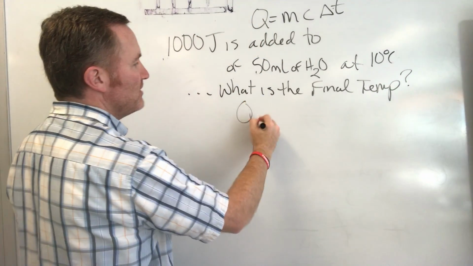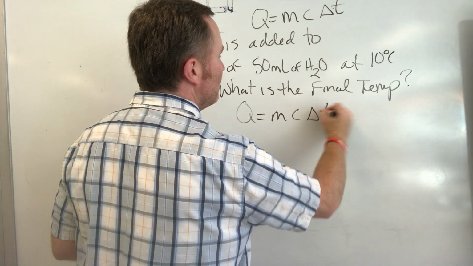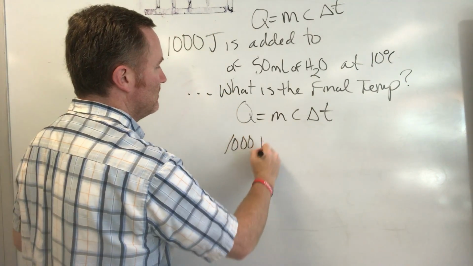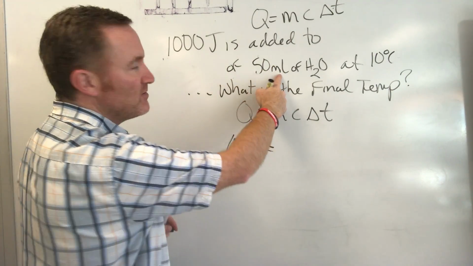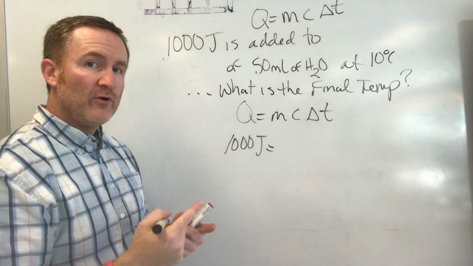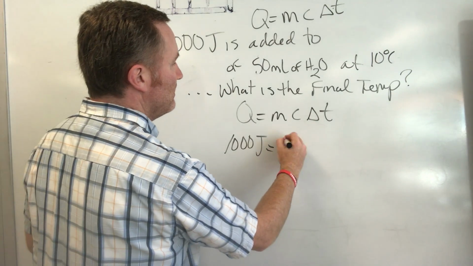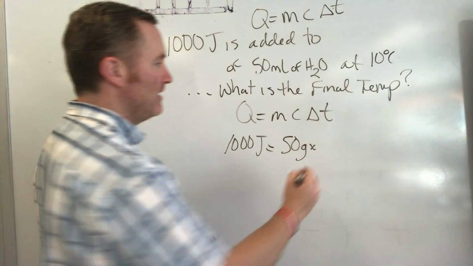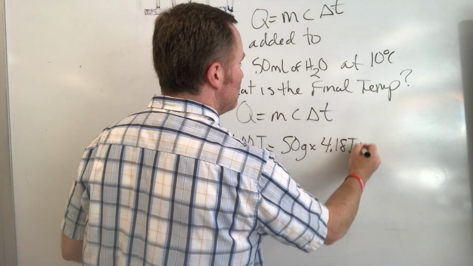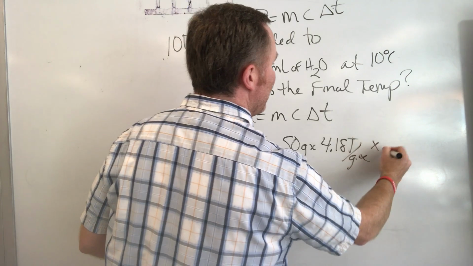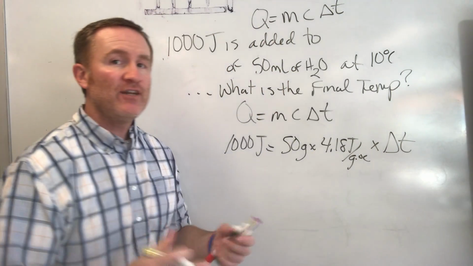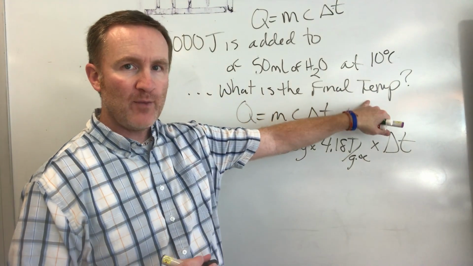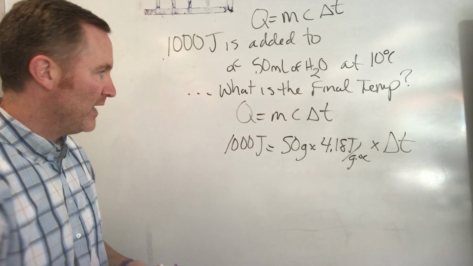Okay, so again, if we're going to look at this, Q equals MC delta T. I know my Q is 1,000 joules. Again, my M, because milliliters are equal in a 1-to-1 ratio for density of water, 50 mils is 50 grams. I know the specific heat of water again is 4.18 joules per gram degrees Celsius, and I want to know delta T. I need to figure out what the temperature change is first, even though the question asks what is the final temperature. So make sure you're very careful and you're wary of this.